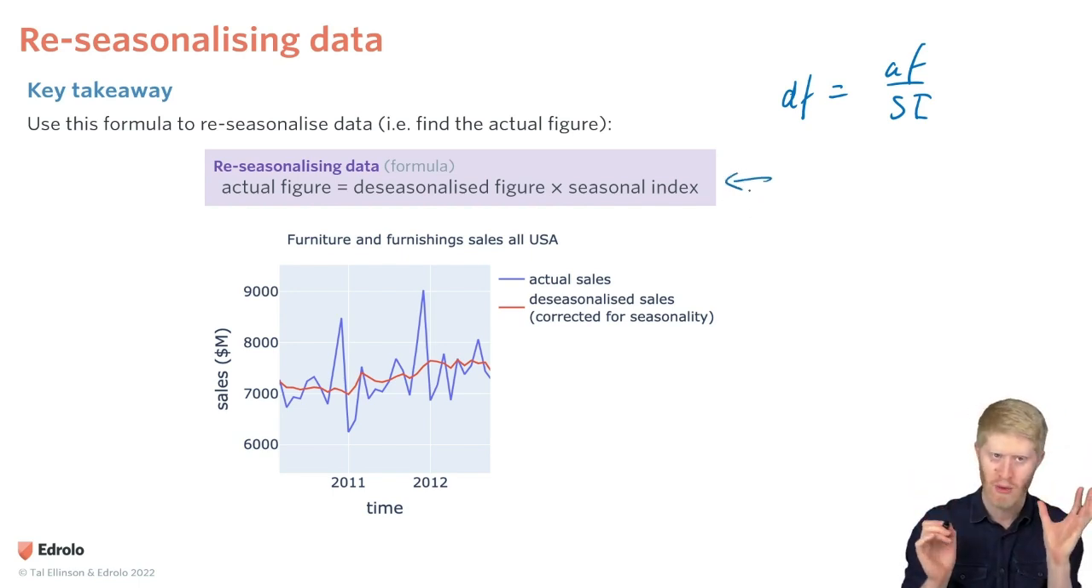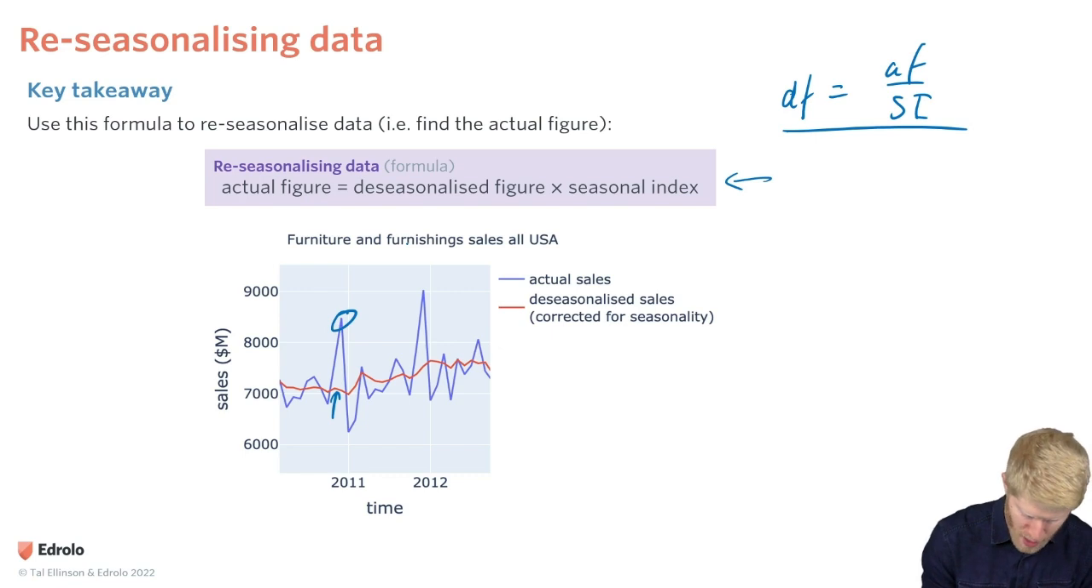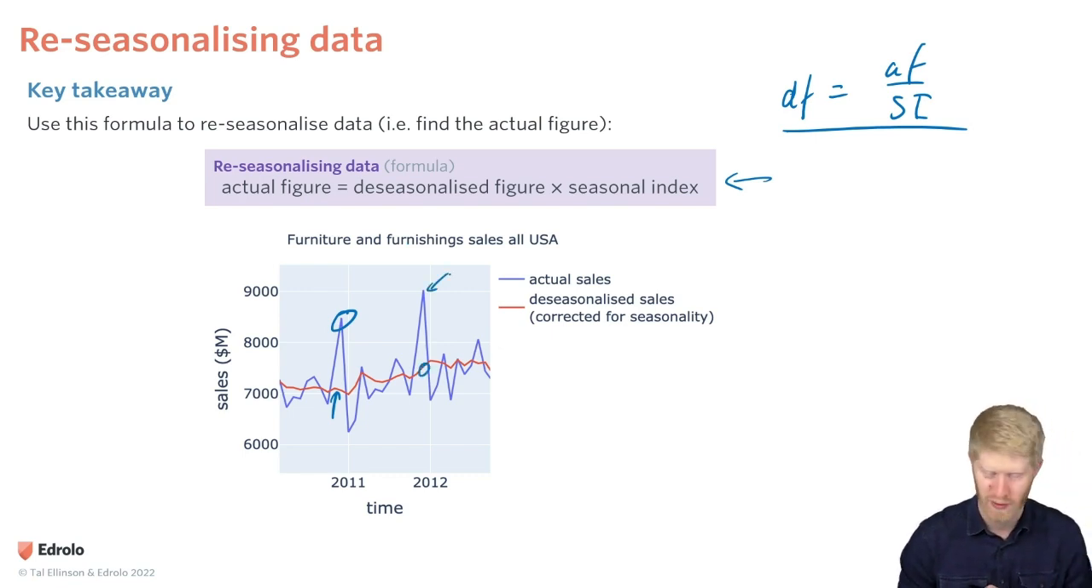So let's just understand what we're doing because it'll help with the terminology. Previously, we were saying, I know the actual figure. Can you tell me the deseasonalized figure? That was what this formula gave us. This formula is going the other way. It's saying, I know the deseasonalized figure. Can you tell me what the actual figure is? Write this down and use it for the next few examples.